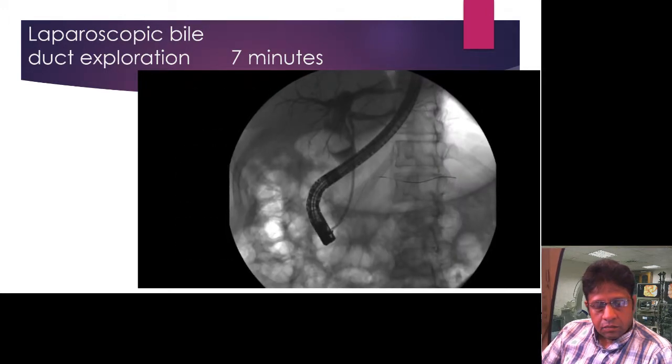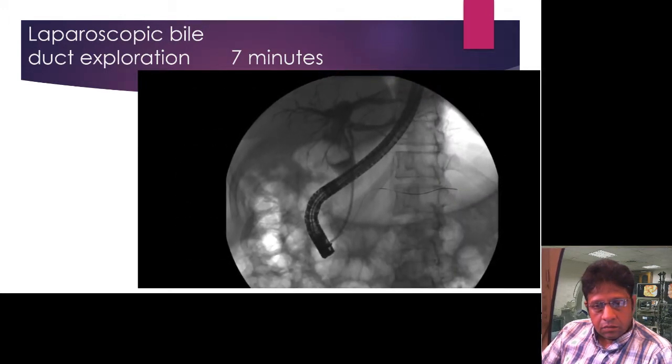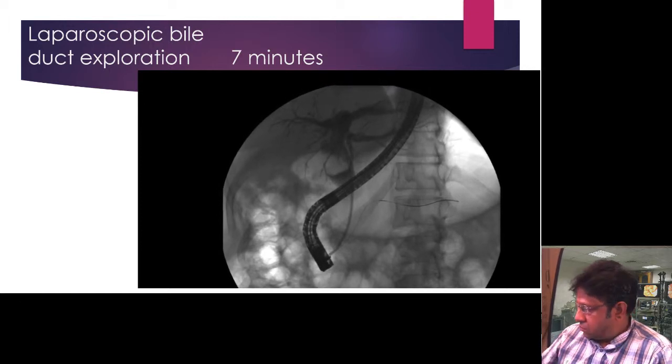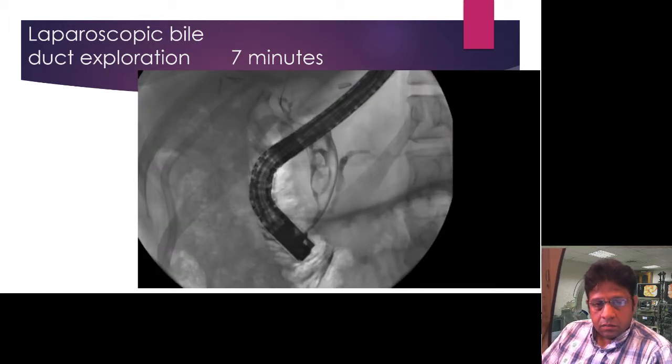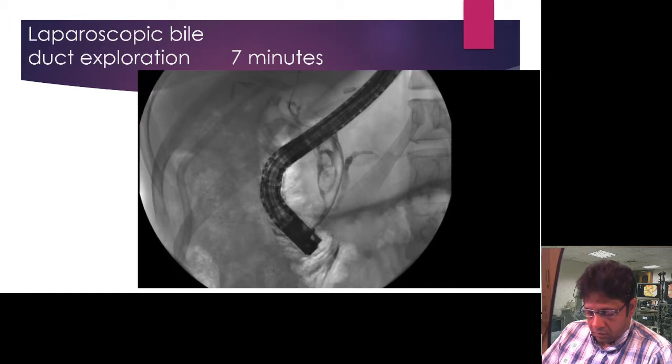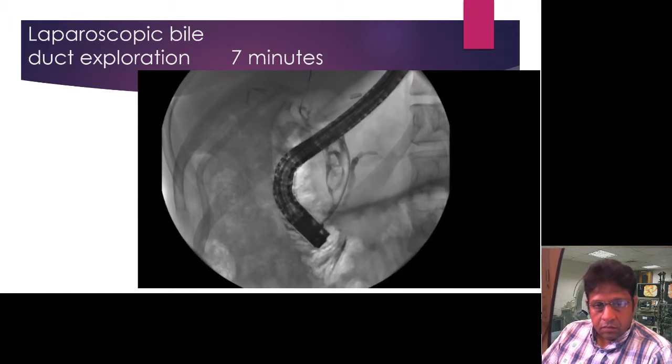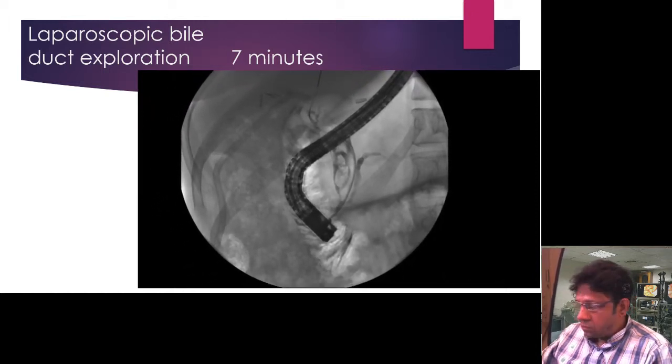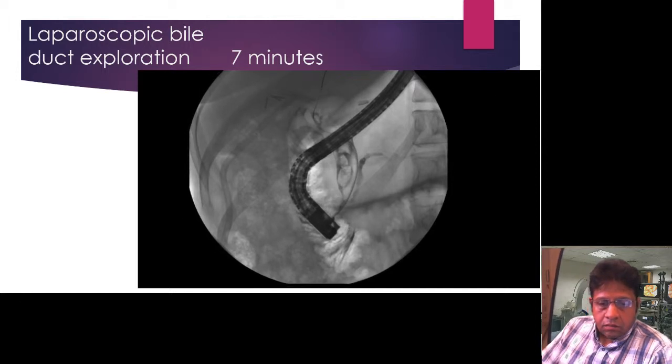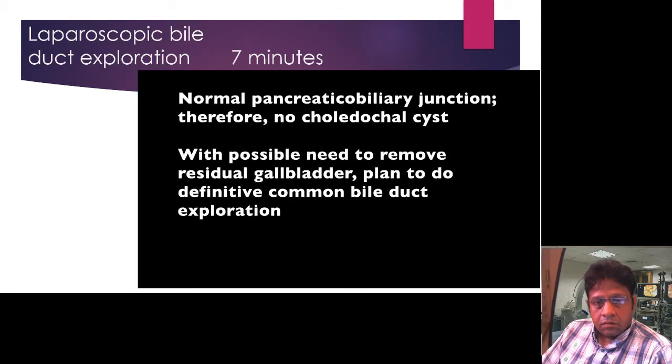At the first ERCP, there is a large stone in the bile duct. This is after cholecystectomy, and it looks like there may be a Mirizzi component. After repeated ERCPs, there are fragments of stones in a dilated common bile duct with a normal pancreaticobiliary junction. This indicates no choledochal cyst. Therefore, the patient was brought to the OR for a CBD exploration.